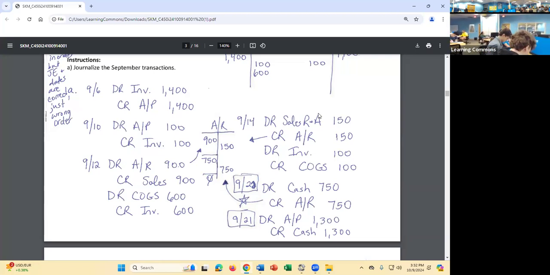How did you get 750? So remember we had the 900 that went into accounts receivable here on September 12th? Then they sent us some back because they didn't like it. And we credited accounts receivable for 150. So the 900 minus the 150 leaves me 750. My math right on that? So 750 was left owed. Just like when we sent back the stuff up here, we didn't want to pay that $100. Same thing with our customer. Okay.